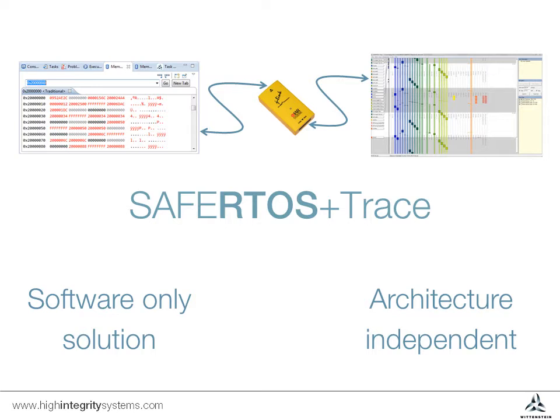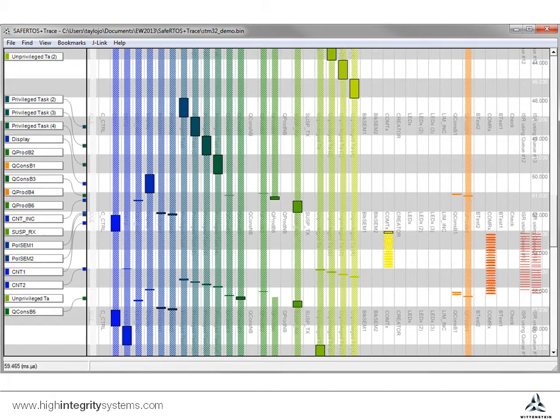This video will give a very quick introduction to the tool. In further sessions, we'll go into more details of specific features and the different ways it can help you. Let's take a quick look at the main GUI showing a trace from the demo application supplied with a typical SAFERTOS distribution. The main GUI panel is dominated by the task viewer.